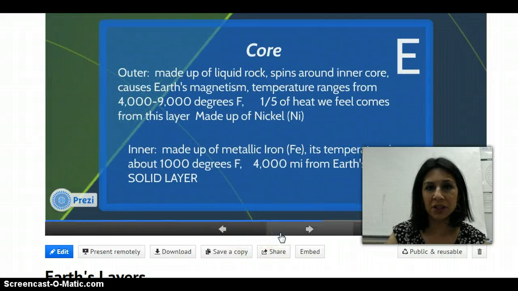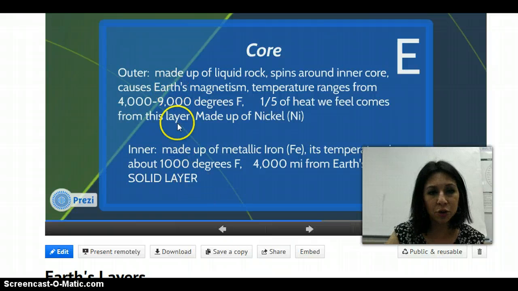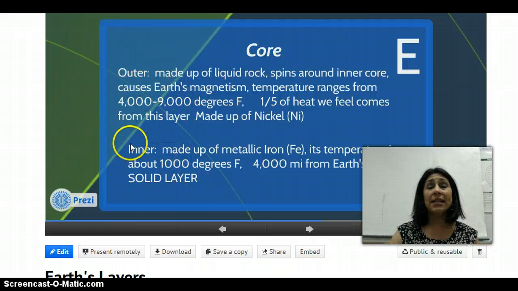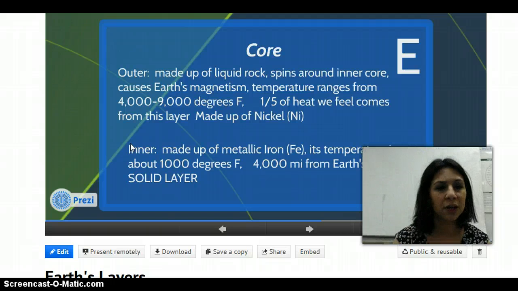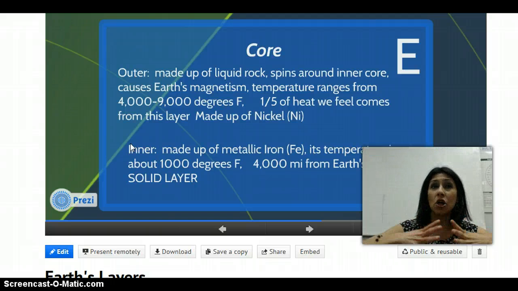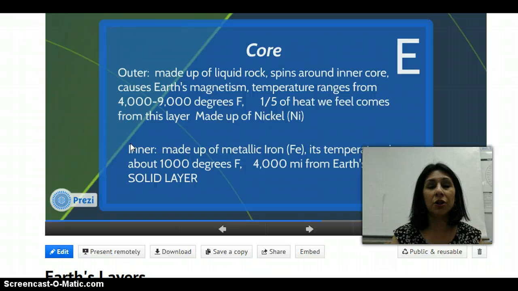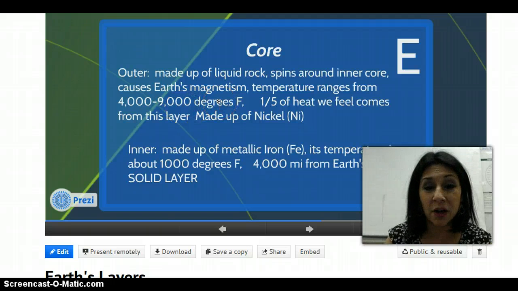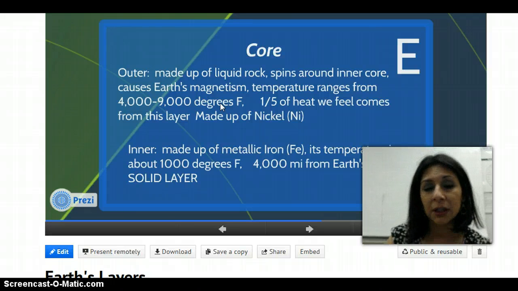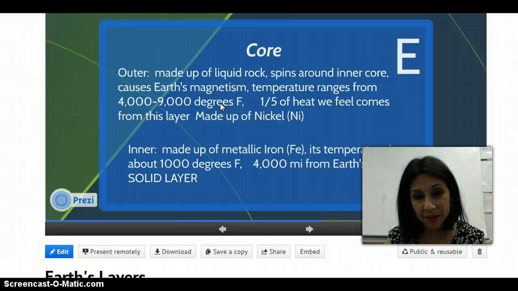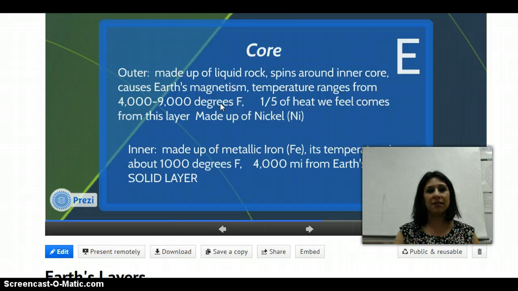Next up is the core, just like some printed media suggest. Here you see 2 divisions, the outer core and inner core. The outer core is made up of liquid rock. It spins around the inner core, which is one of the first things we learned in this class about this layer. That spinning causes the Earth's magnetism. Temperature in the outer core ranges from 4,000 to 9,000 degrees Fahrenheit. Because of this very, very hot temperature, the outer core is responsible for 1/5 of the heat we feel in this layer.